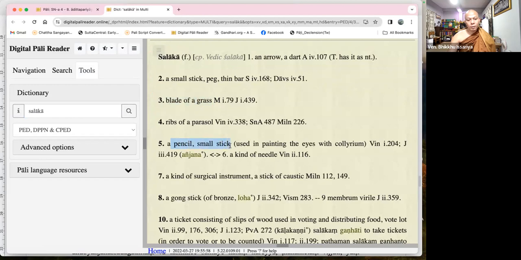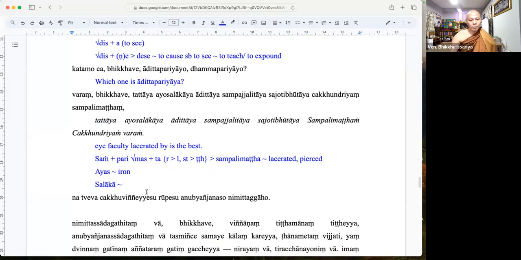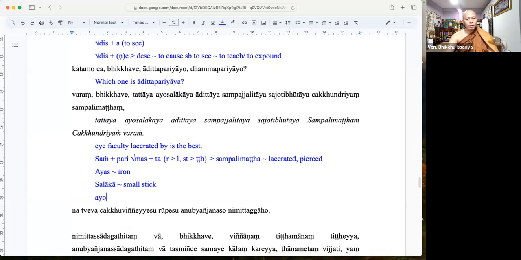Or maybe a pencil or small stick, made of iron. That means like a nail, a kind of needle, you see? A kind of needle. So ayosalaka means needle. There are many meanings, but in this case a kind of small stick. But now together, in the middle of the compound, a yes becomes, like manastadu becomes manodadu, so a yo salaka.